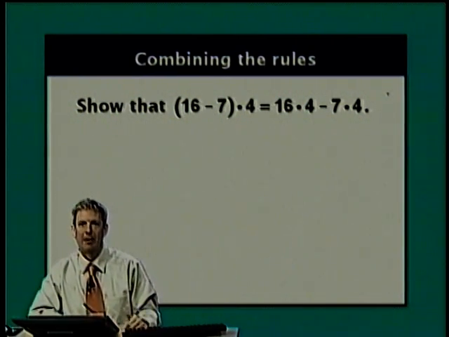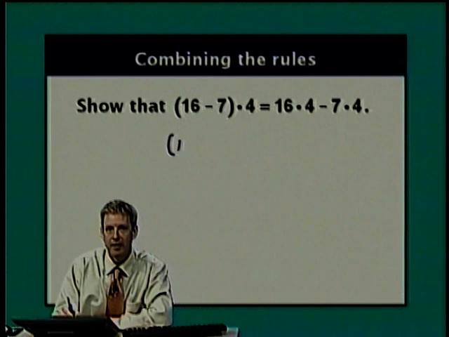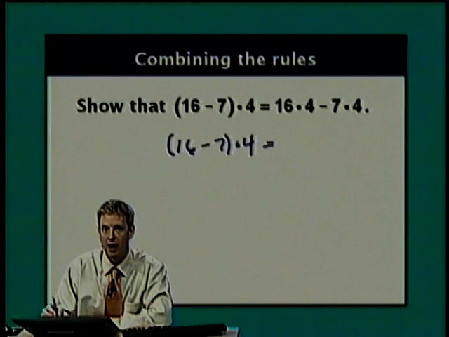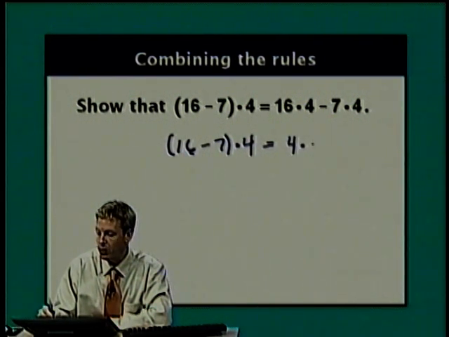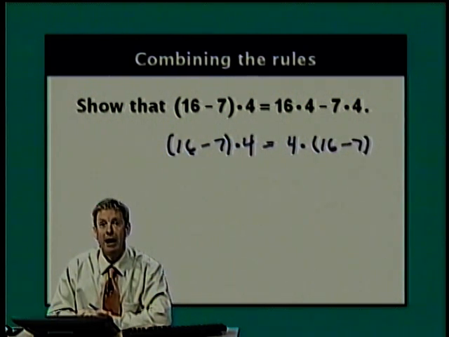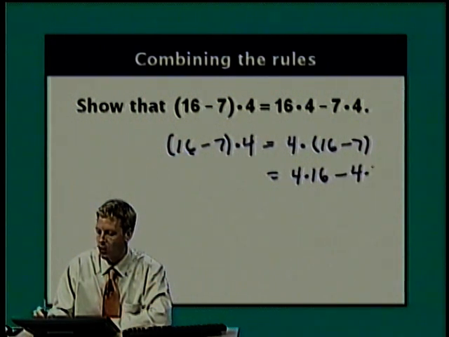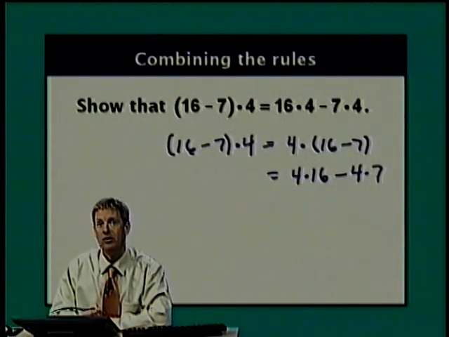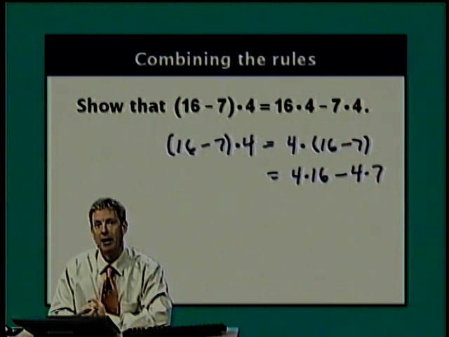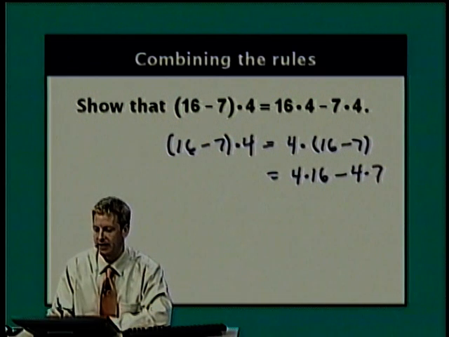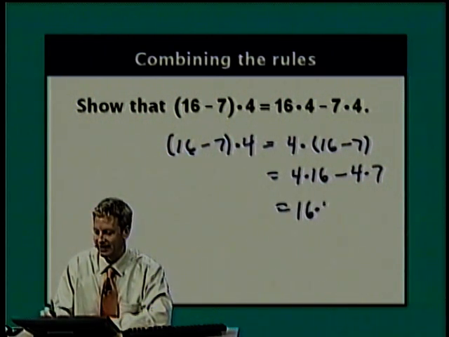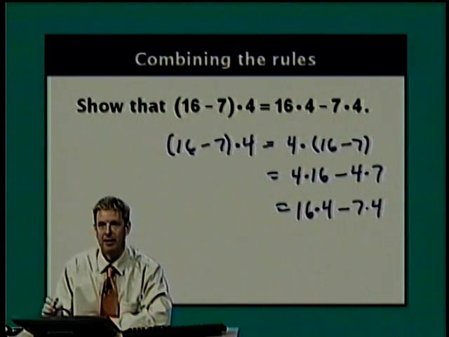Let's use our rules to establish that these are equal. If we start with 16 minus 7 times 4, the commutative property of multiplication says that this is going to be equivalent to 4 times 16 minus 7. And now the fact that multiplication distributes over subtraction gives us that this equals 4 times 16 minus 4 times 7. And since we have to do the multiplications first, we can apply the commutative property of multiplication to each of these products. And we have 16 times 4 minus 7 times 4.